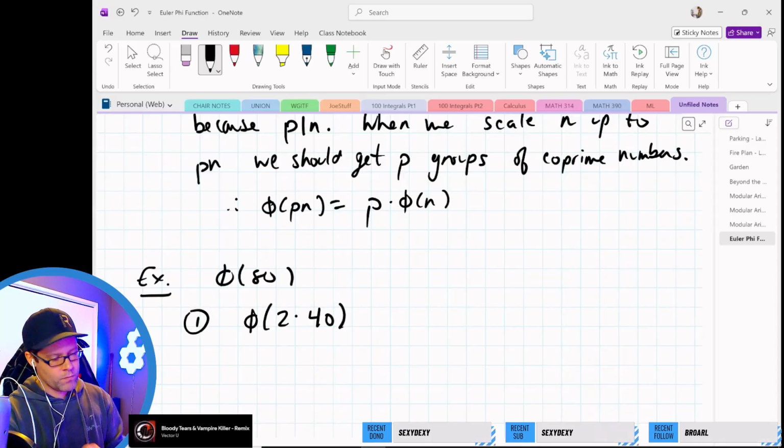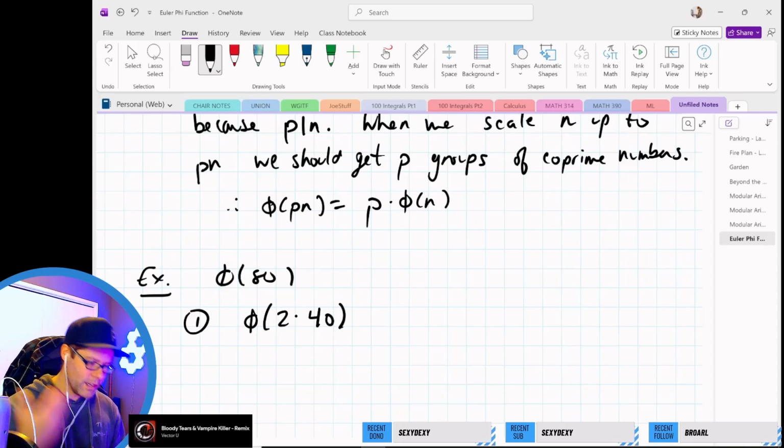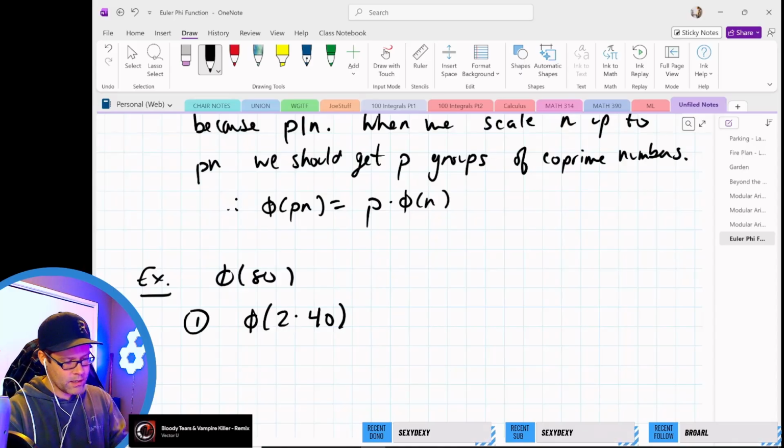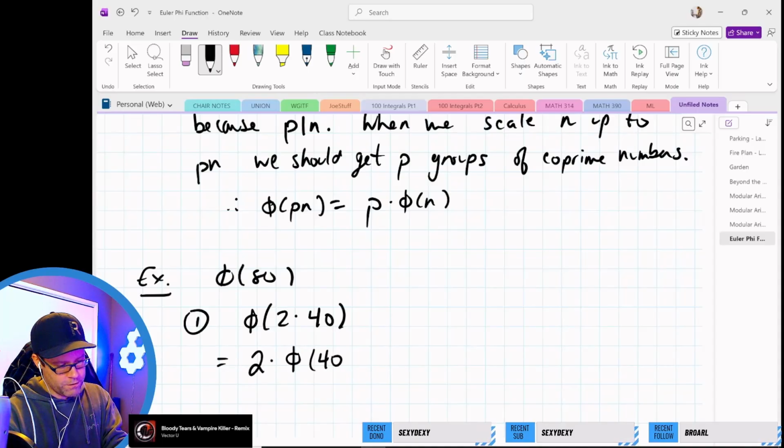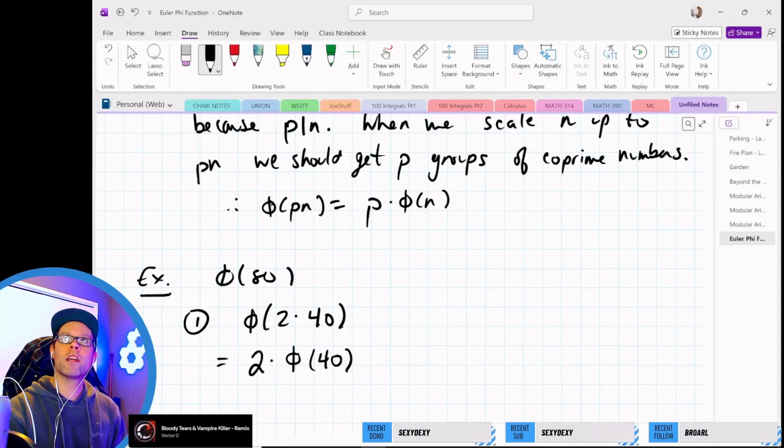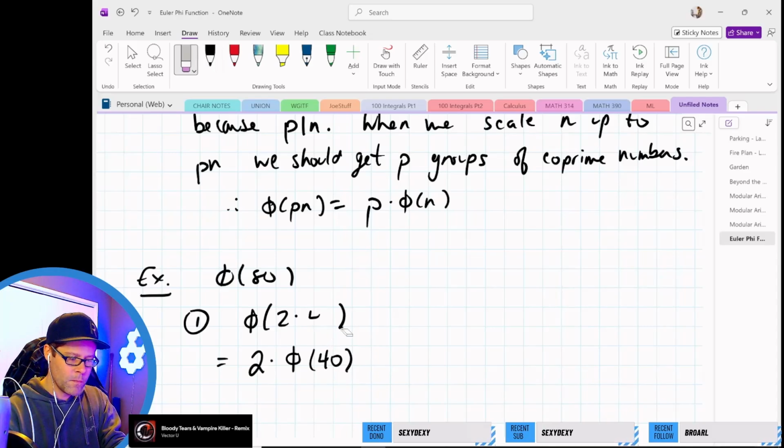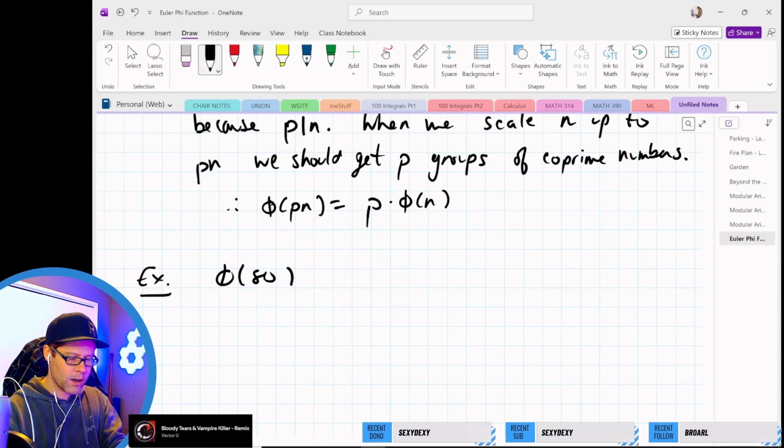All right, so I have a prime number that divides into n. So what this is saying is that we should then really be thinking about this as 2 times phi of 40. Do we have a way to deal with 40 yet? I don't think so. 40 has 5s and 4s, 2s. So I don't think we have a way to deal with this quite yet. So that's probably not the way to go, at least right now. Okay, so that's not going to work.